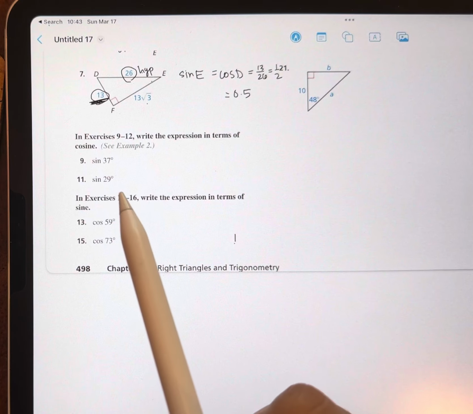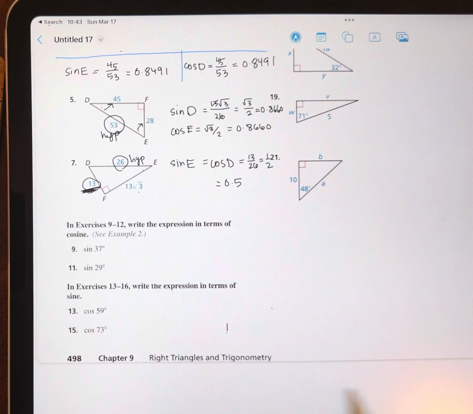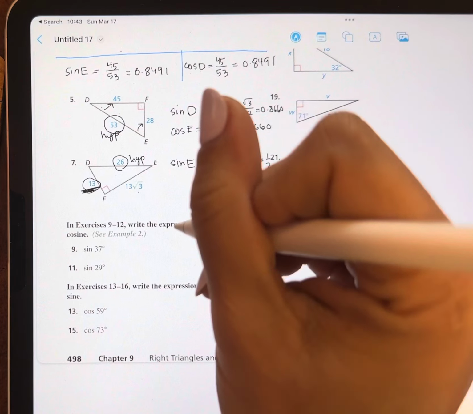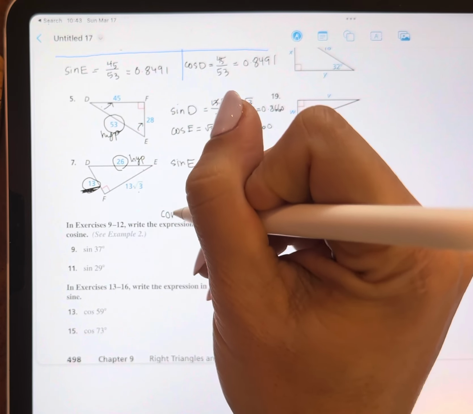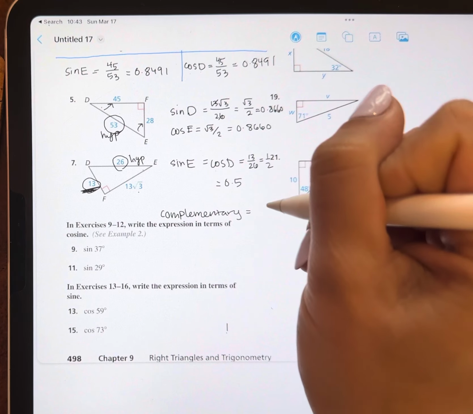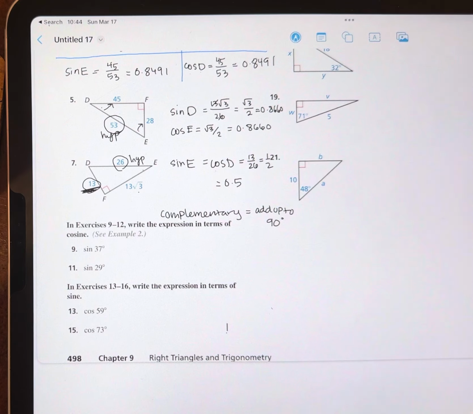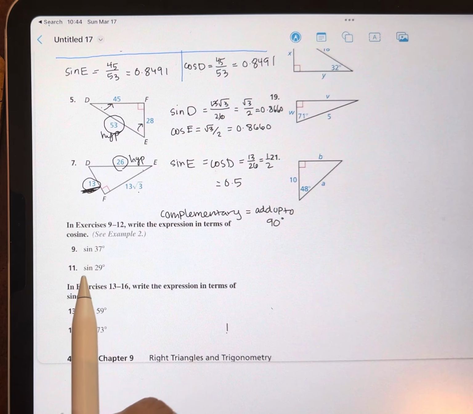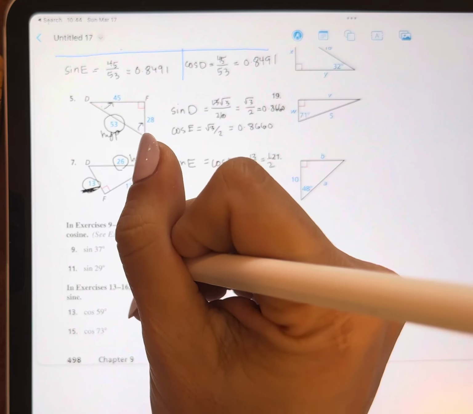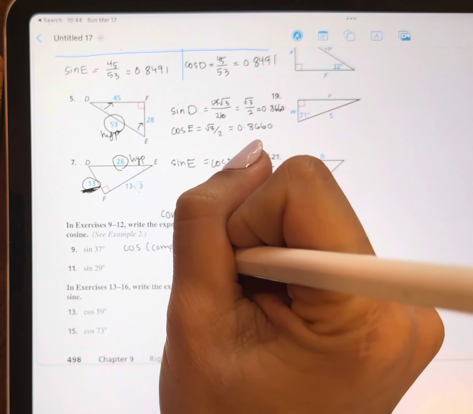Okay, number 9. Well, let's take what we learned here. We said the two acute angles in a right triangle are complementary, which means they add up to 90. So what happens here? Sine of 37 will be the same as cosine of the complementary angle.